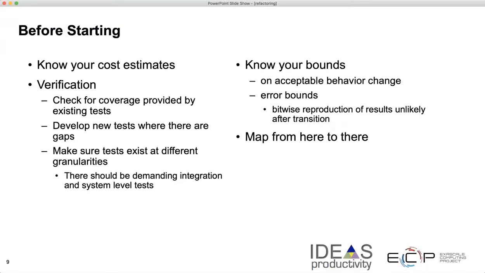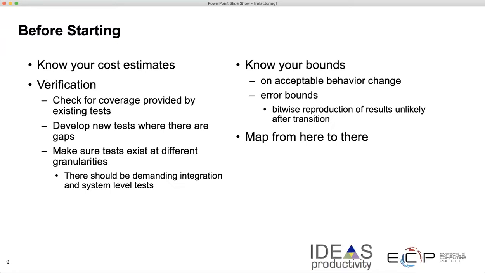Also, because anytime you change the code, and we are working with machine precision, the digital floating point numbers usually... in scientific code, you should always know the bounds of what is the acceptable behavior change. Not just in terms of the floating point numbers you're generating, but also in terms of convergence behavior, the stability behavior, if you're making any changes to the algorithm as you are doing the refactoring. And also error bounds, because bitwise reproduction of results is very unlikely to happen after transition.